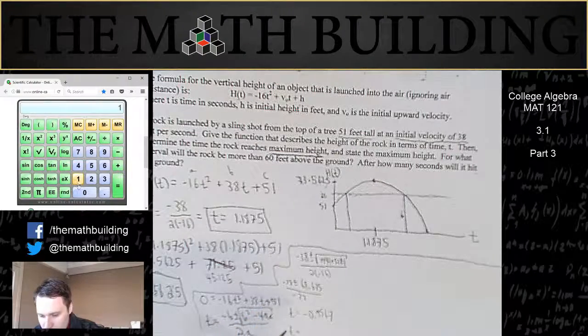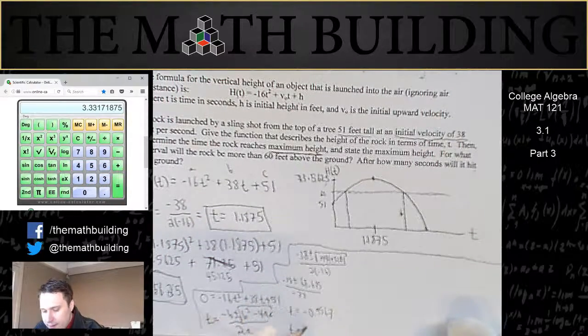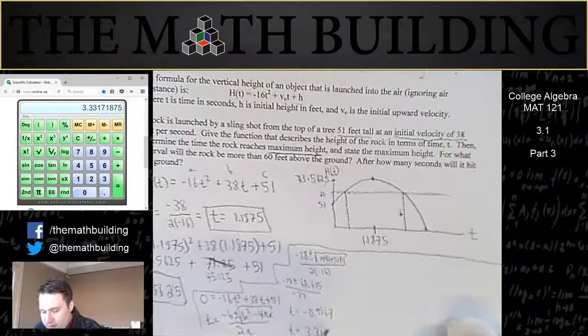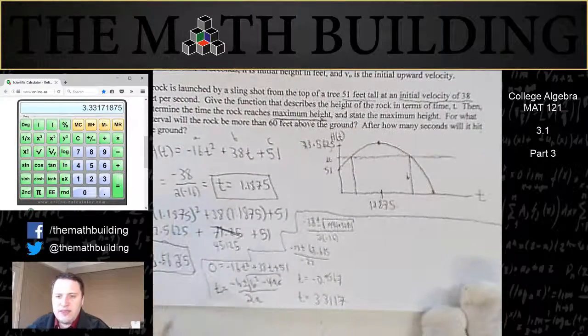Oops. Uh-oh, I lost my number. Let me type it in again real fast. So that was 68.615. And then it's going to be plus 38. And then divided by 32. Which gives us 3.3317. So let's see if we can make sense of this.